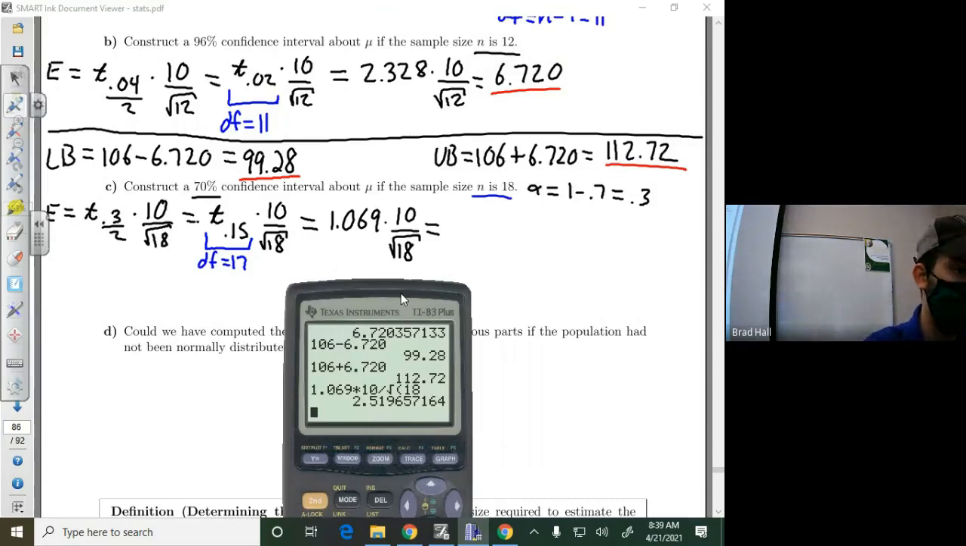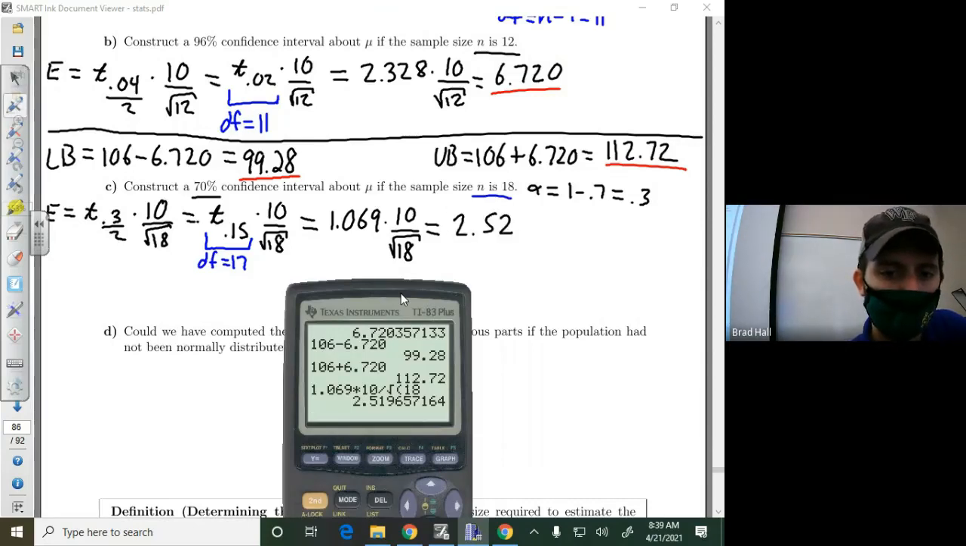And rounded to 3 decimal places, 2.520. That's what it would come out to be. But that's not the answer. That's the error. We need a confidence interval. 2.520 is not an interval. It's just a number.